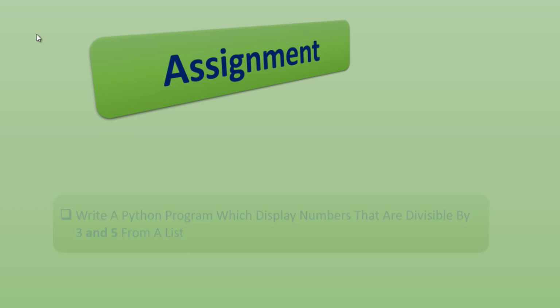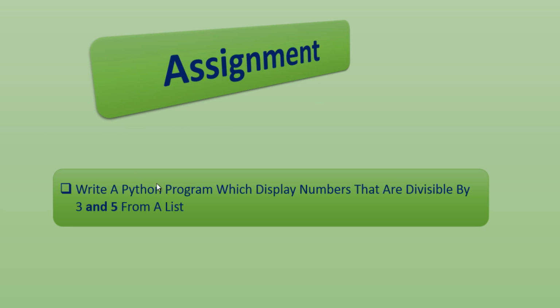This is the assignment you have to complete. You have to write a Python program which displays numbers that are divisible by 3 and 5. So this functionality you have to include.